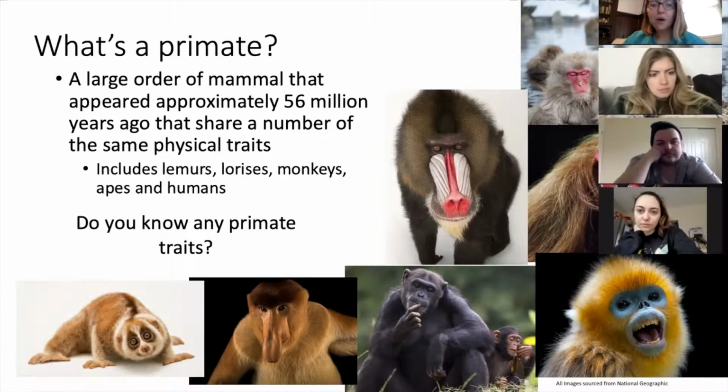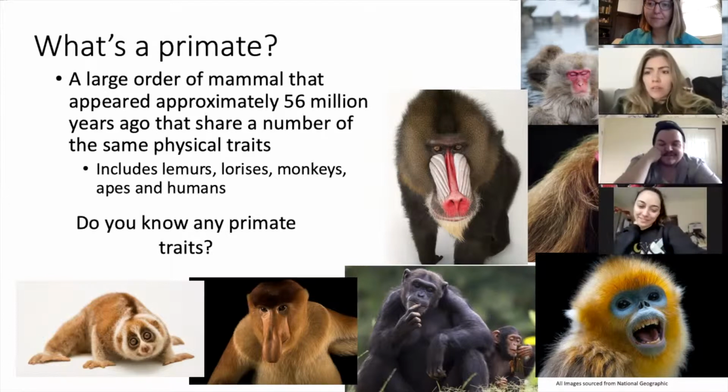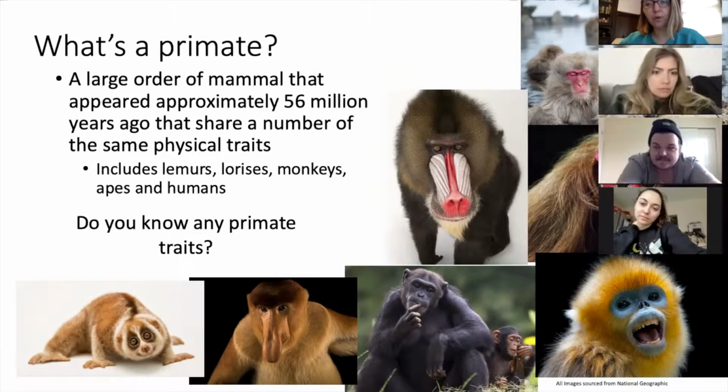Does anybody know any primate traits off the top of their head? Fingers. Fingers, perfect. Yeah, fingers are great. Any others? Tails? Some monkeys have tails. Pregnancy, yes. They only have one baby at a time. Some do. Primates do have a lot fewer offspring, so that's another primate trait.